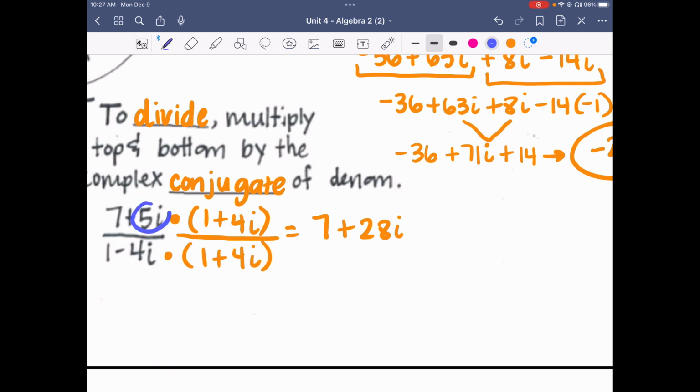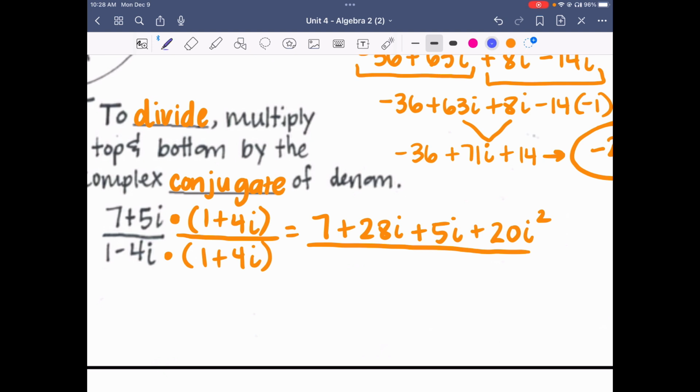I also have to distribute the 5i to both numbers now. So 5i times 1 would be plus 5i. And then 5i times positive 4i would be plus 20i squared, sorry. And then in the denominator, we know that when we multiply conjugates, the middle terms cancel out.